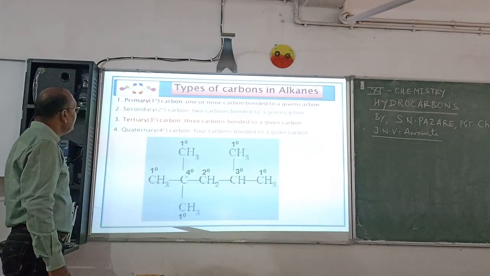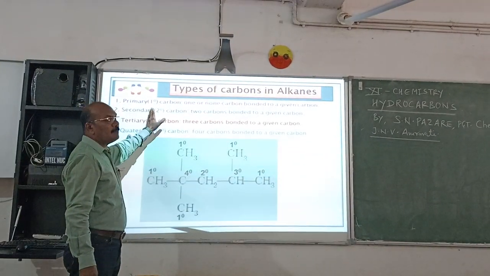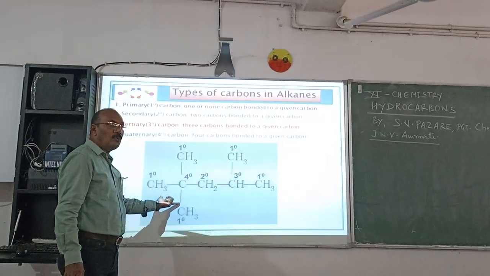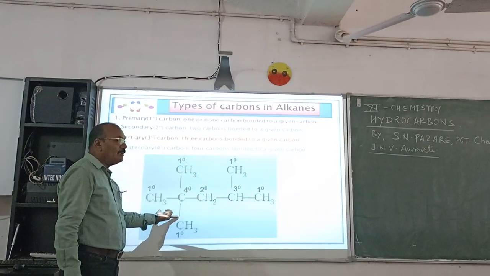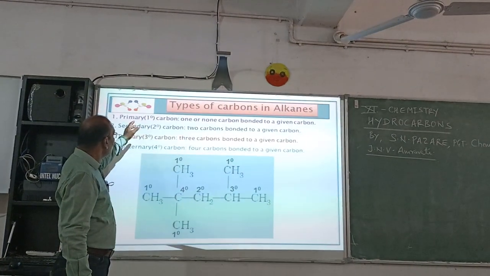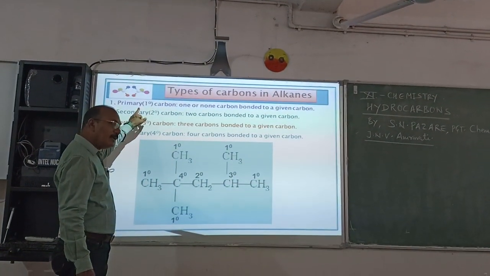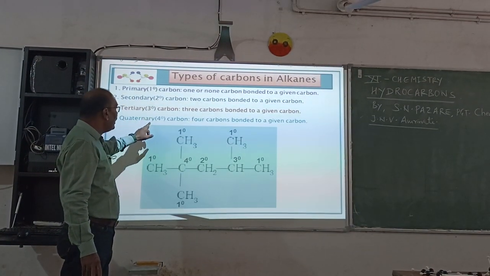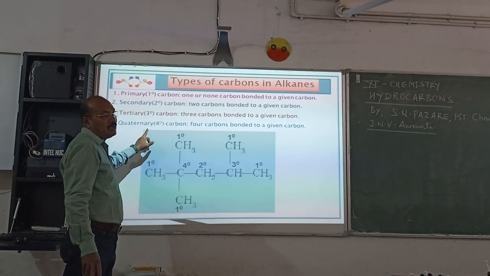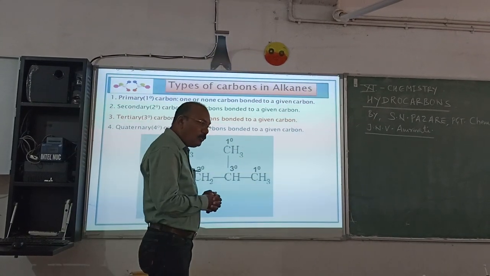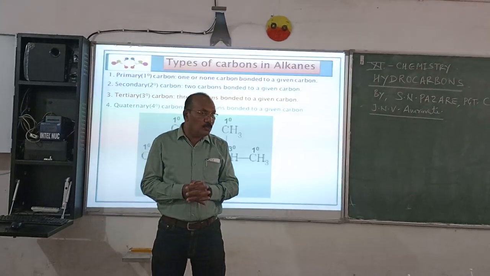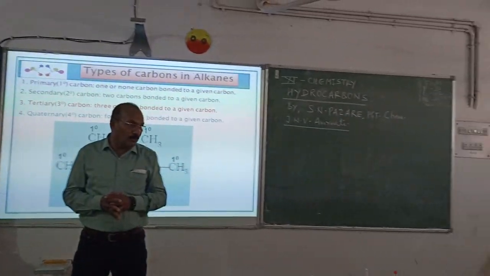Then we have also seen the types of carbon in alkanes. In that we have seen the IUPAC name 2,2,4-trimethyl pentane, and we have also seen primary 1 degree carbon, secondary 2 degree carbon, tertiary 3 degree carbon and quaternary 4 degree carbon. I hope you also participated in this class, and I hope all the students have followed this one.